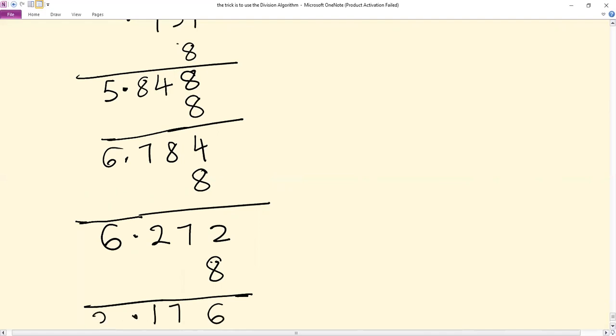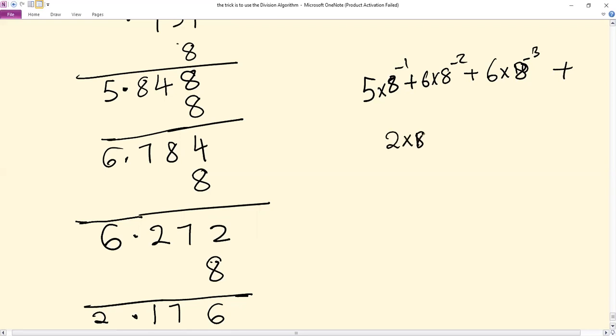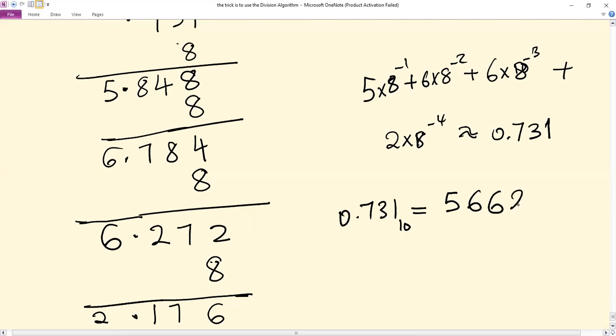Confirm that if you say 5 times 8 power negative 1 plus 6 times 8 power negative 2 plus 6 times 8 power negative 3 plus 2 times 8 power negative 4, it is approximately 0.731. So therefore, 0.731 in base 10 is the same as 0.5662 in base 8.